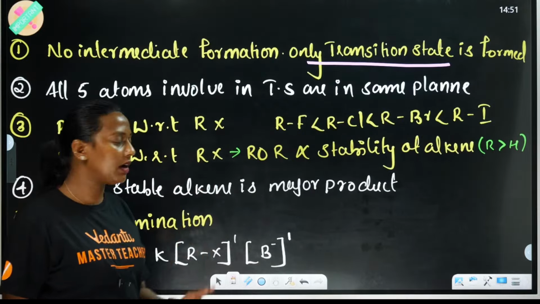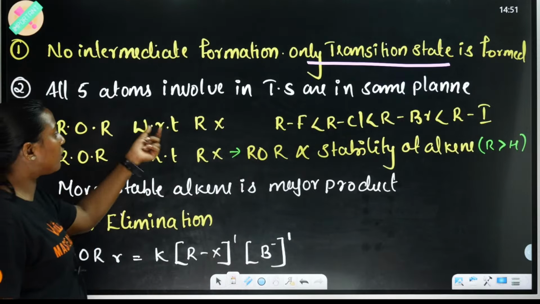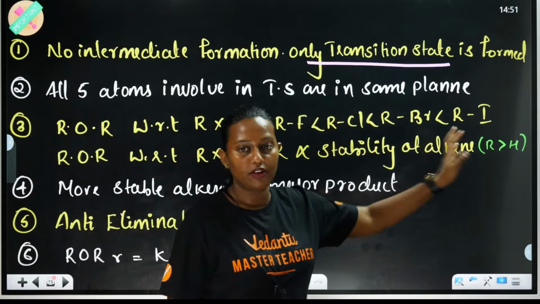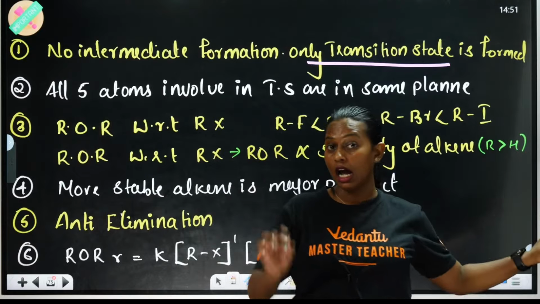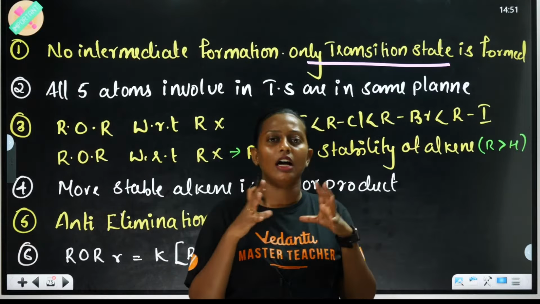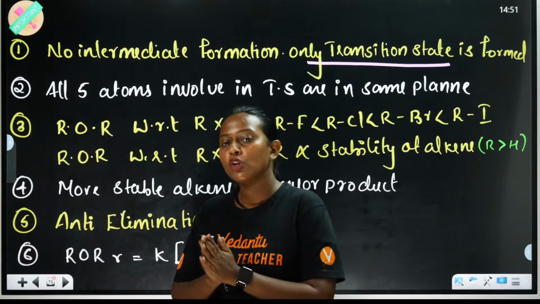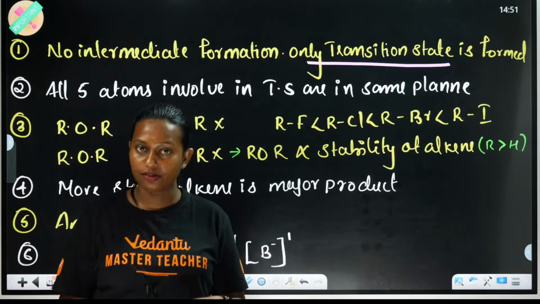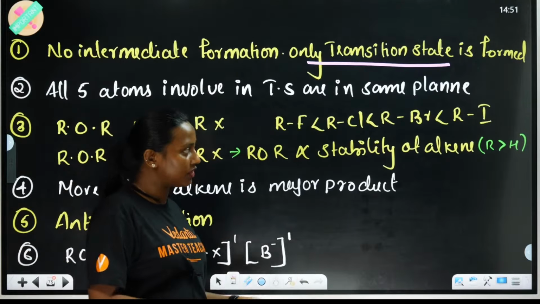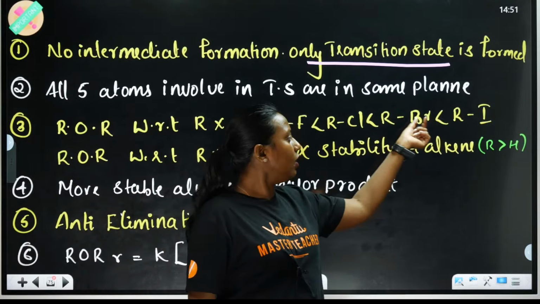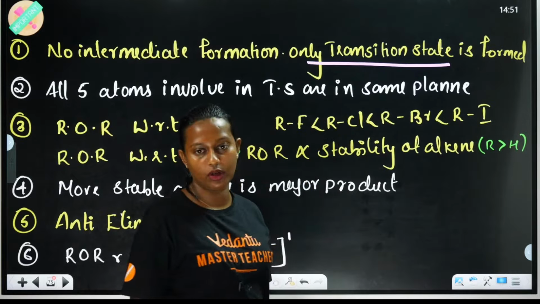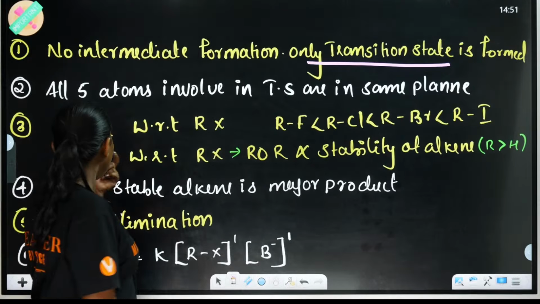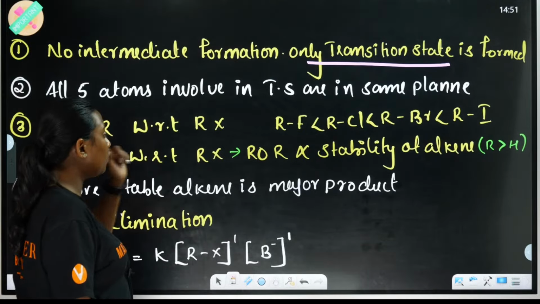Next one, rate of reaction with respect to RX. We know that when you consider the iodine group, the size of iodine is huge, bigger in size, so it will easily leave because of the size. So iodine, bromine, chlorine, fluorine. Rate of reaction with respect to RX.